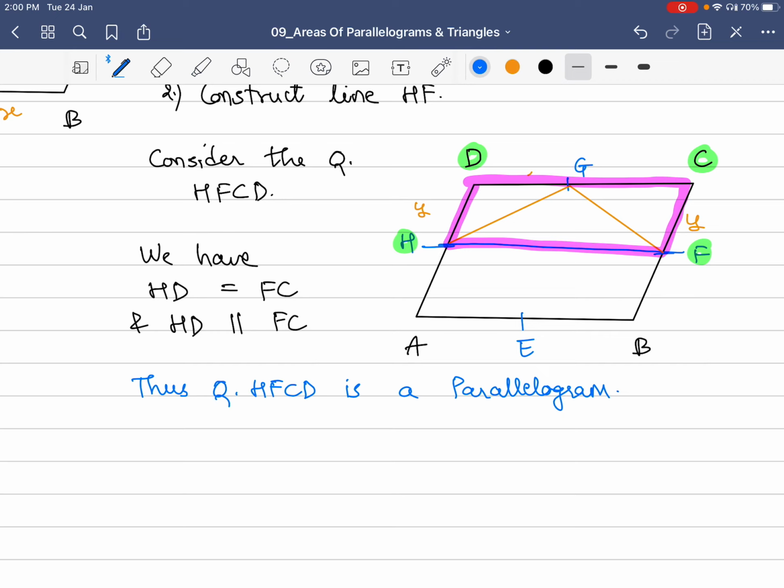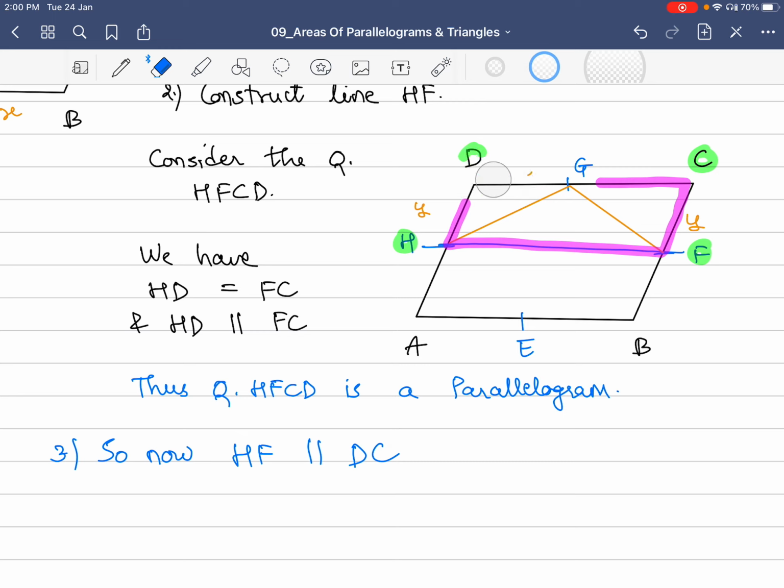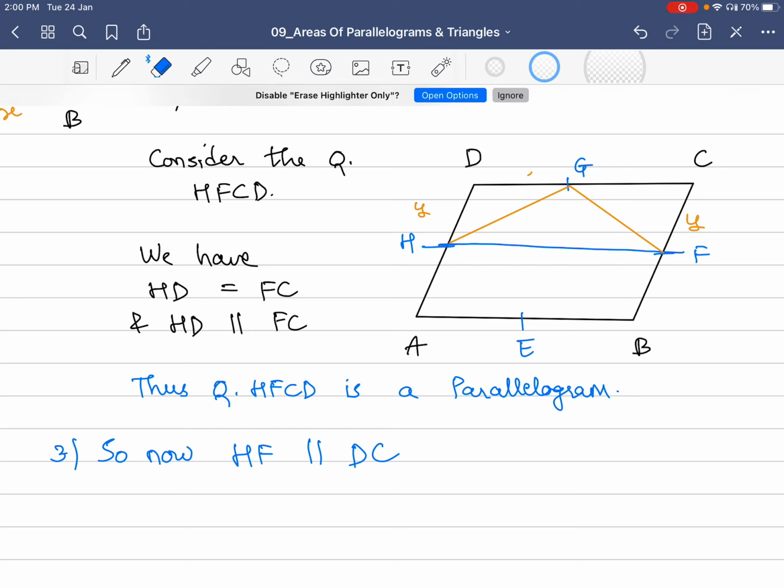So now point number 3: HF is parallel to DC, because they are opposite sides of a parallelogram. Now let me remove the highlighted part so that it's easy to understand. So we have HF, and this HF is parallel to DC.